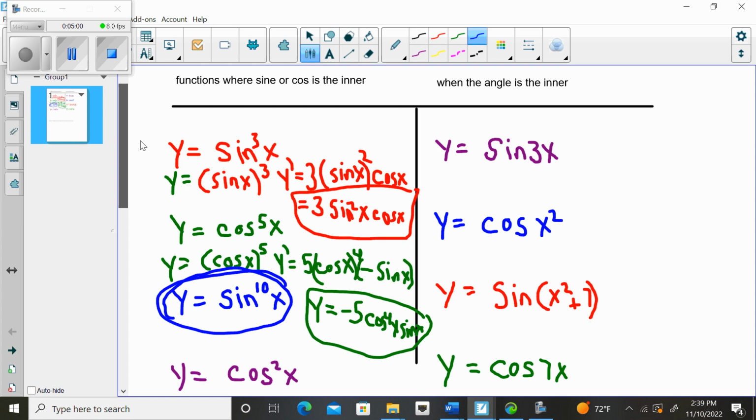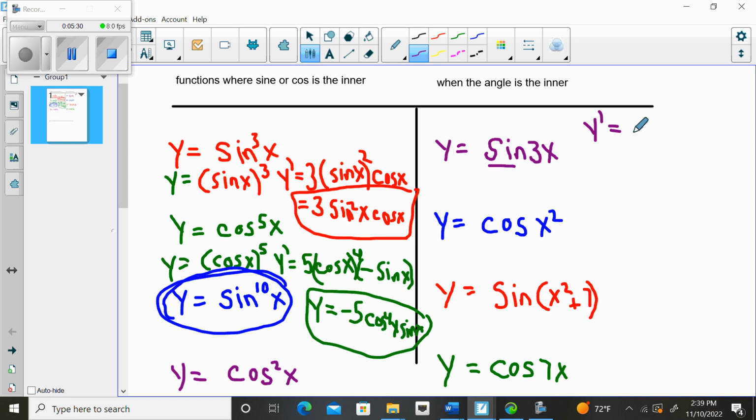What happens when the angle is the inner function? If my angle is anything other than x or theta, then the angle is the inner function. So what we have to do here is take the derivative of the outer, right? So that makes sine the outer. Take the derivative of the outer, but keep the inner.